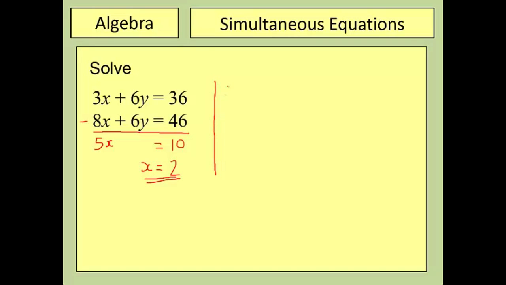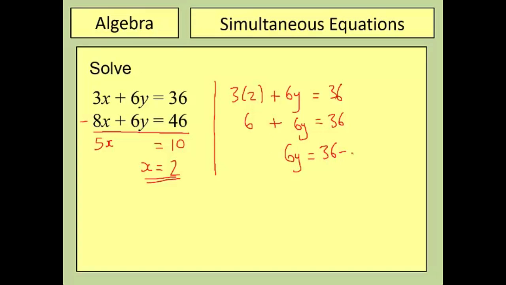And for the last part, I'll use the first equation, 3 lots of 2 plus 6y equals 36, in which case 6 plus 6y equals 36. And I'm going to subtract 6 from both sides, so 6y equals 36 subtract 6, so 6y equals 30, in which case y must equal 30 divided by 6, which is 5.